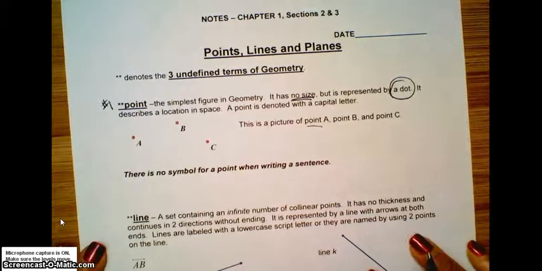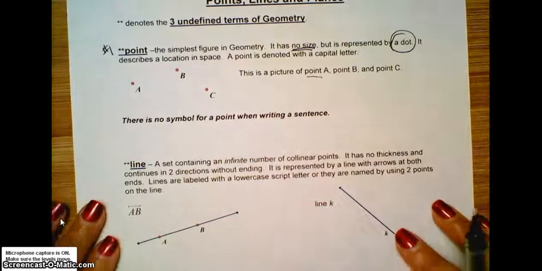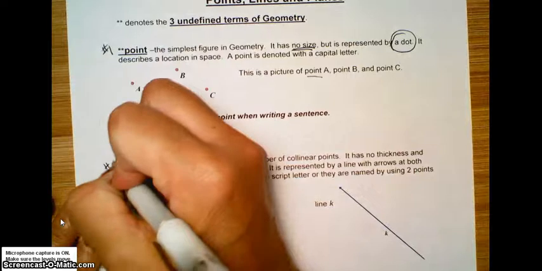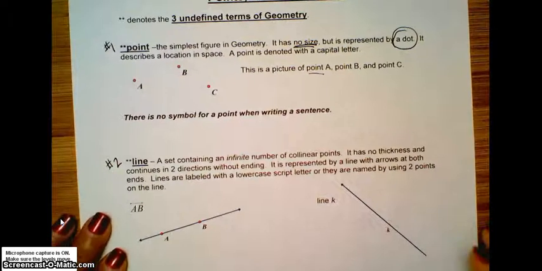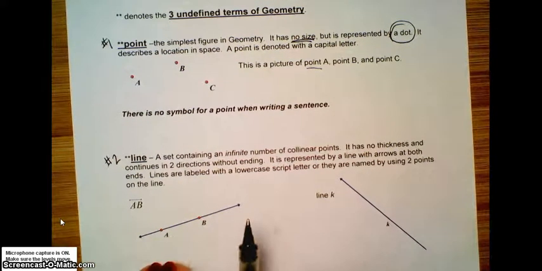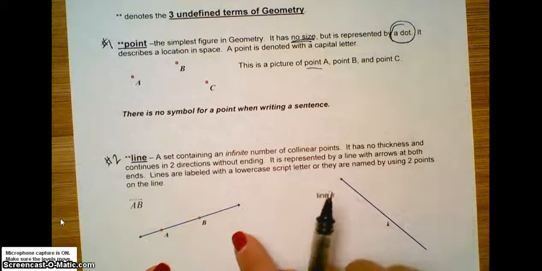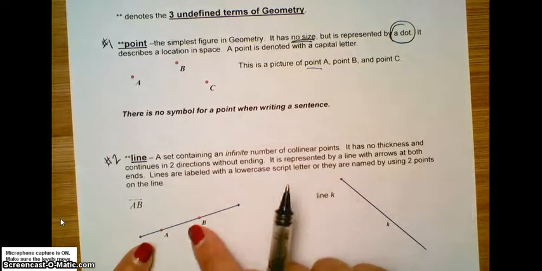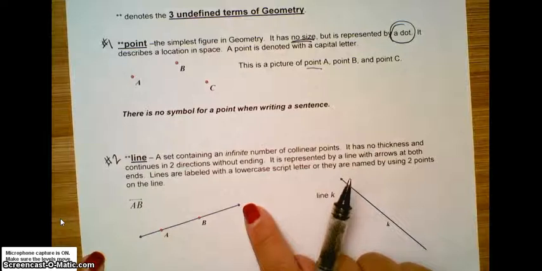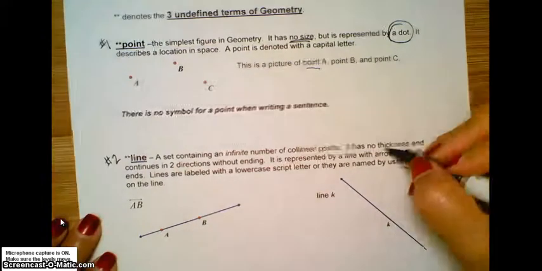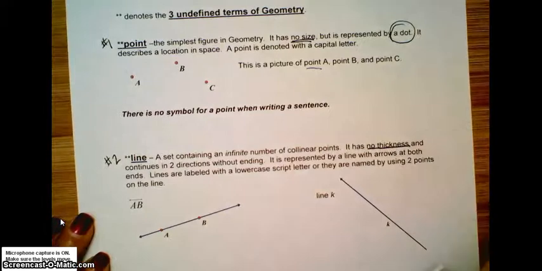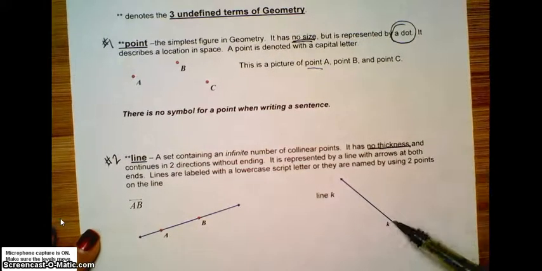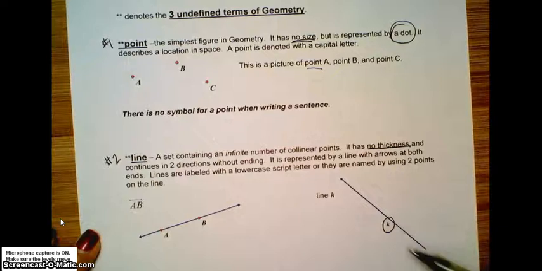Okay, lines are the next undefined term of geometry, and you get lines by putting together a bunch of dots next to each other, and you end up forming a line. Lines are infinite in 2 directions, okay? There's no thickness to lines, okay? Lines have no thickness.